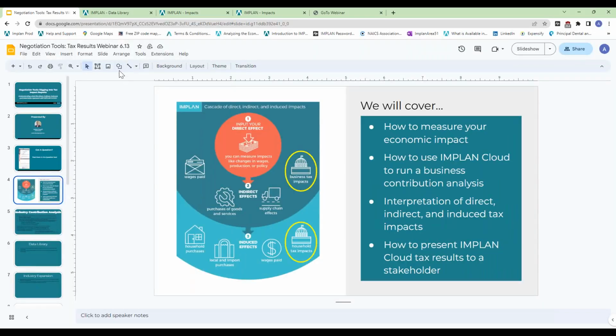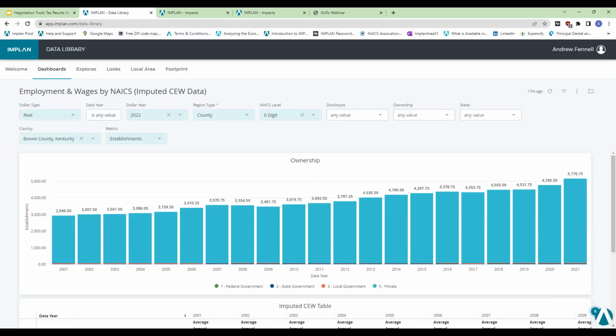Now, in order to do this, I'm going to go ahead and get started by going into IMPLAN itself. What I have pulled up right here is our data library product. Today I'm going to be looking at maybe some more intermediate or even advanced features of IMPLAN. We'll be sure to send out some source material talking about different topics that I'm going to address today. The first one being data library.